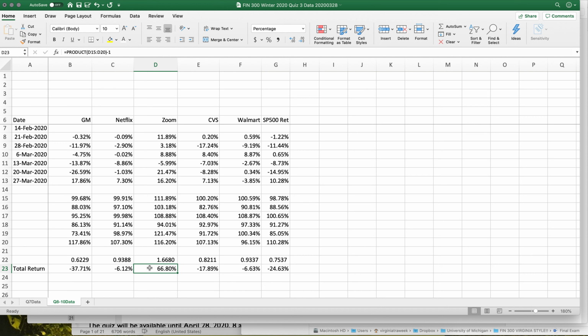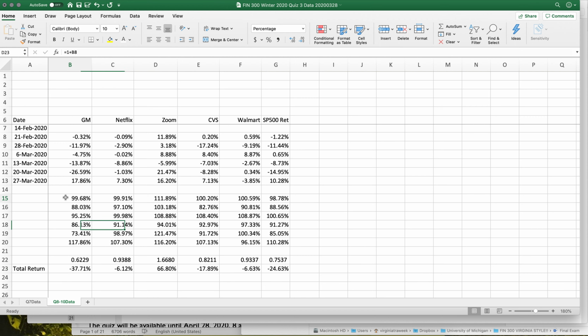If you've been paying any attention to the news lately, Zoom is in trouble because they are not protecting their meetings, and so people are being Zoom bombed. My guess is they're not up 68% or 66% anymore. I guess they're probably close to break even. So anyway, that's the way you do that question.